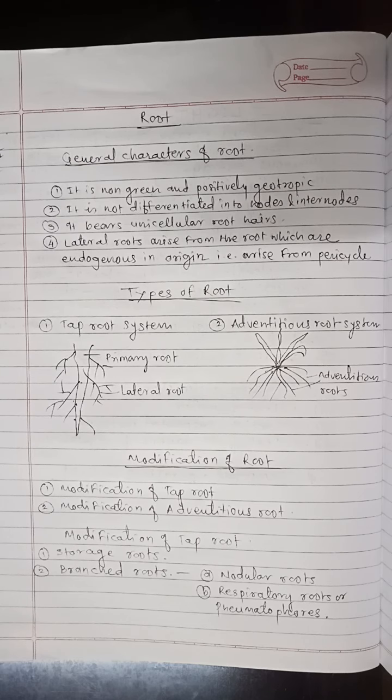Then second, the adventitious root system. It is also called the fibrous root system. The root system that develops from any part of the plant body other than the radicle is called adventitious root system. Means the adventitious roots develop not from the radicle but from other than the radicle, or the basal part of the plant.